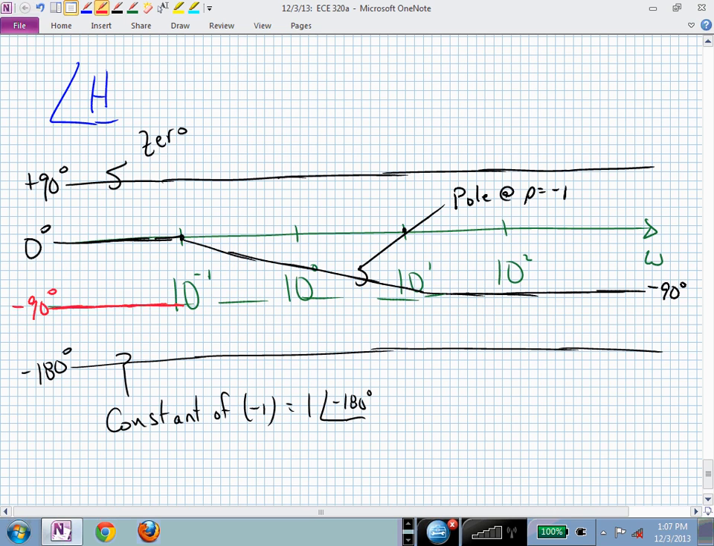And we're happy to just stay there, except now we hit a pole that starts the slope. And now we will be sloping at minus 45 degrees per decade until we reach minus 180. And does that make sense? So here is our phase plot, the red curve.